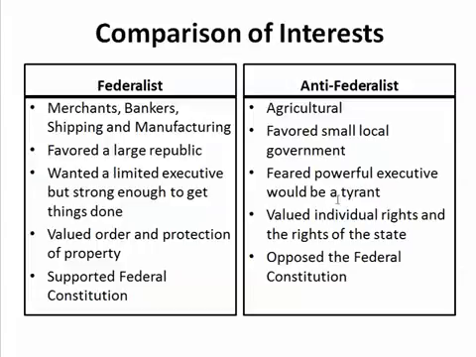They feared a powerful executive and thought he'd be like King George III in Parliament. And they valued individual rights over the rights of the state. It's going to be the Anti-Federalists who say we need a Bill of Rights for this Constitution if we're going to accept it. And they're going to oppose a strong federal constitution.